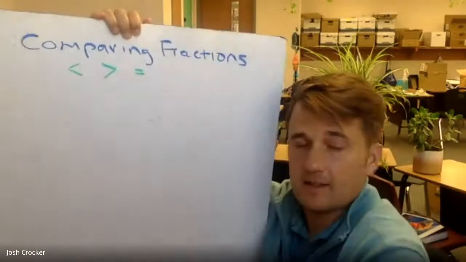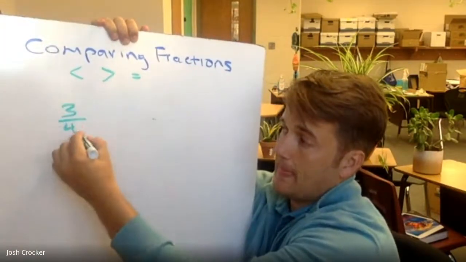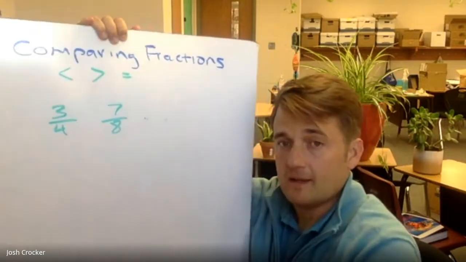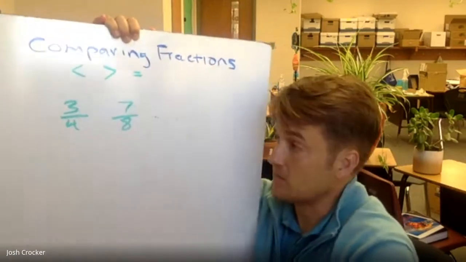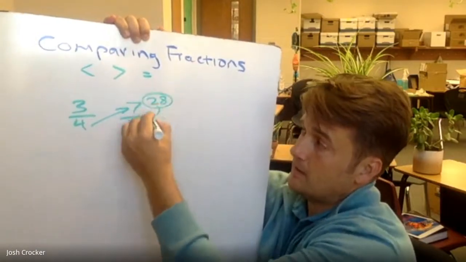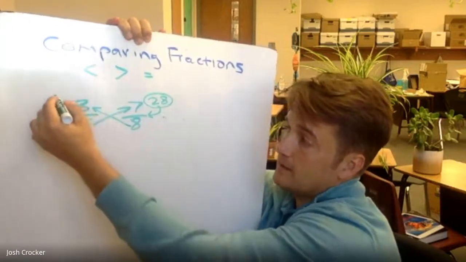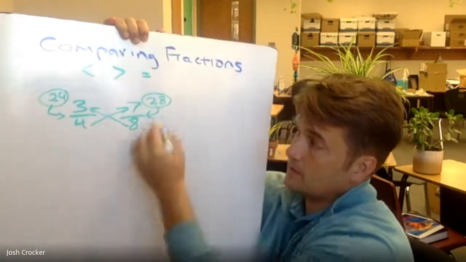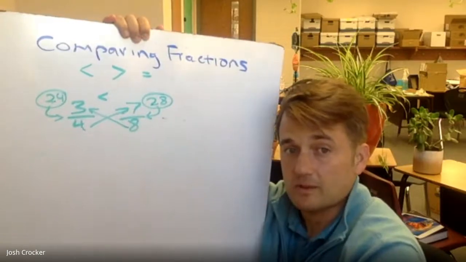So let's look at another example. What if I have 3/4 and 7/8? Well, it's not so clear. You might have an idea, but we can cross multiply and make sure. 4 times 7 is 28. That belongs to this fraction. 8 times 3 is 24. That belongs to that fraction. 28 is more, so 7/8 is more than 3/4.